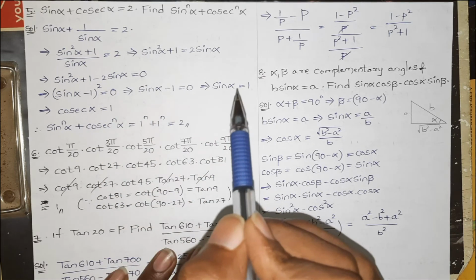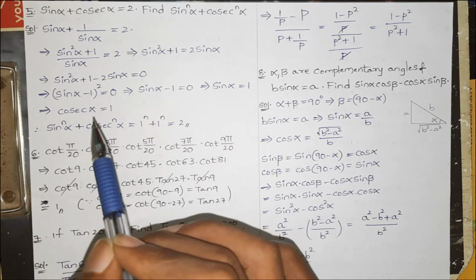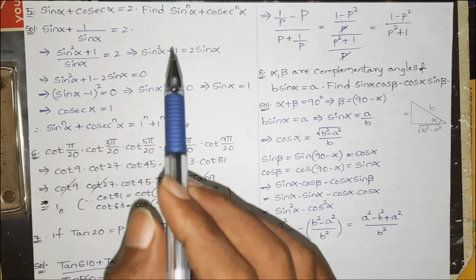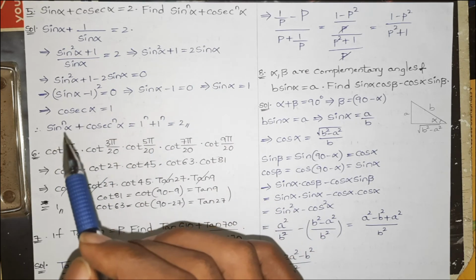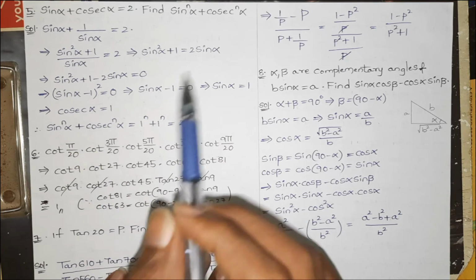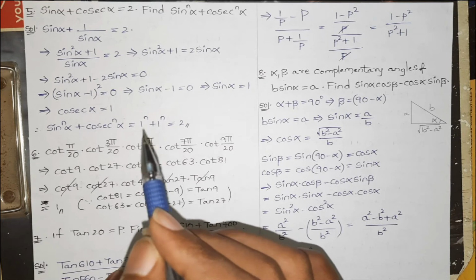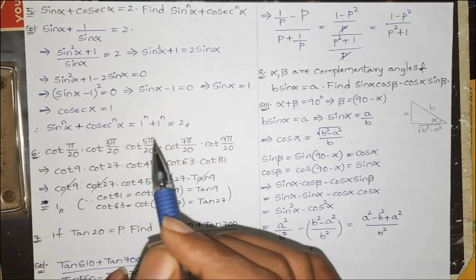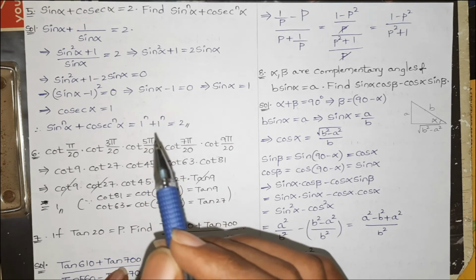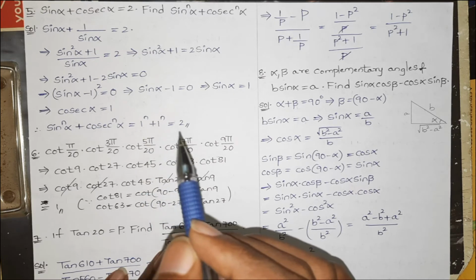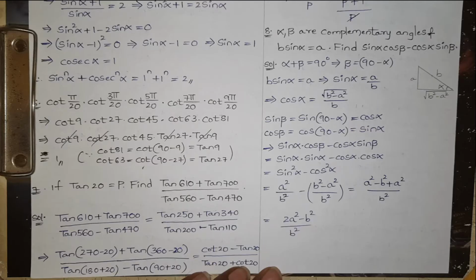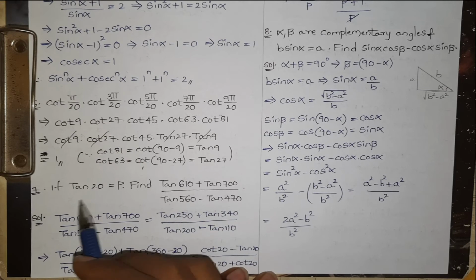So we have the value of sine alpha and we have the value of cosecant alpha. If we substitute in this equation, we'll get sine alpha whole power n plus cosecant alpha whole power n. That implies 1 power n plus 1 power n. 1 power anything is always 1. So we'll get 1 plus 1 is equal to 2. So let's move on to the next question.